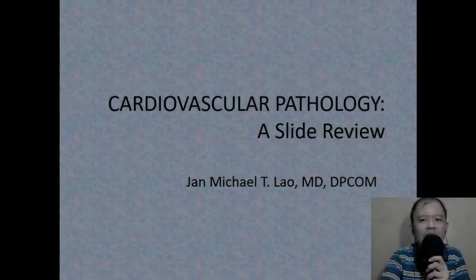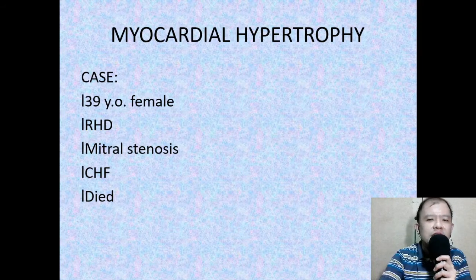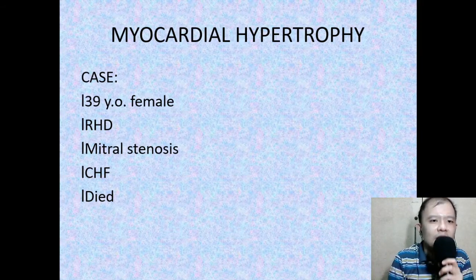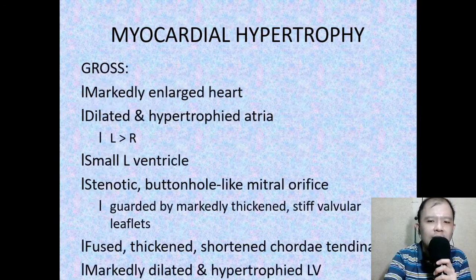Here, we'll be tackling 4 cases which can be interrelated, and I hope you learn a lot from it. First off, the case is about a 39-year-old female who had rheumatic heart disease, and secondary to this rheumatic heart disease, the mitral valve developed mitral stenosis, and later the patient succumbed to congestive heart failure and later died.